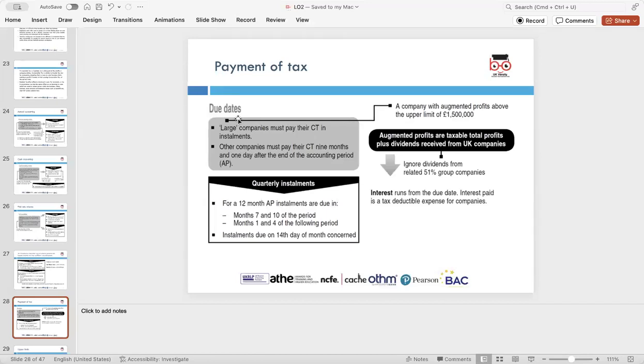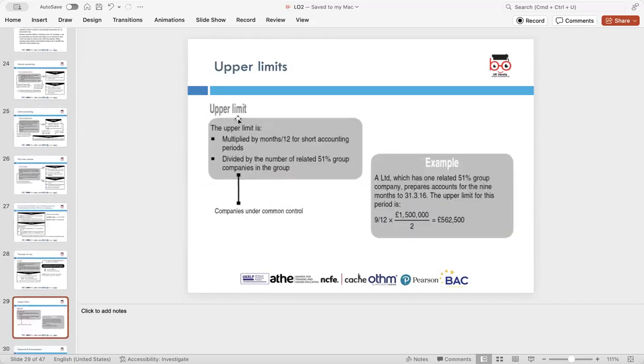They must pay their corporation tax 9 months and 1 day after the end of their accounting period. This is usually the case for smaller businesses.